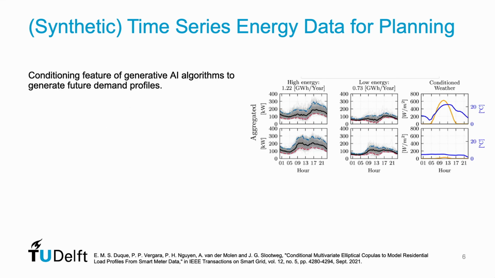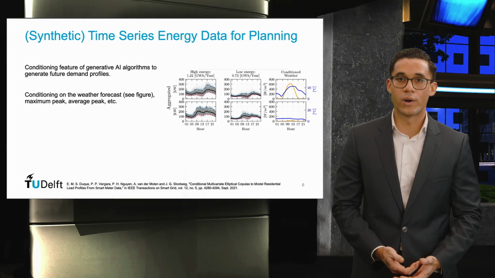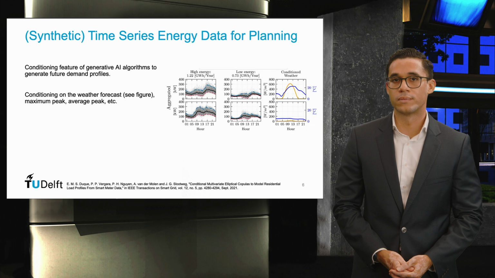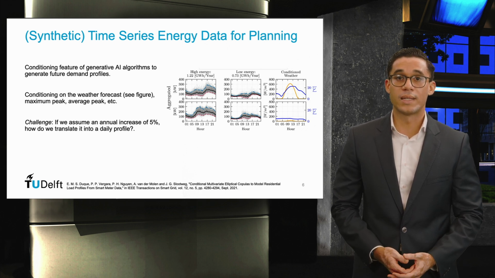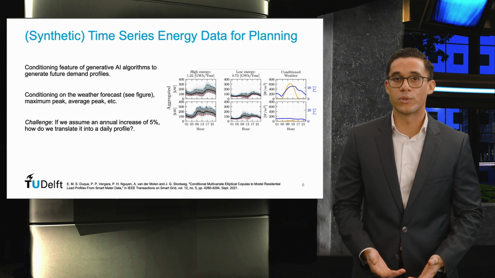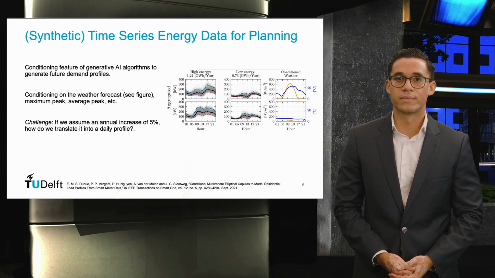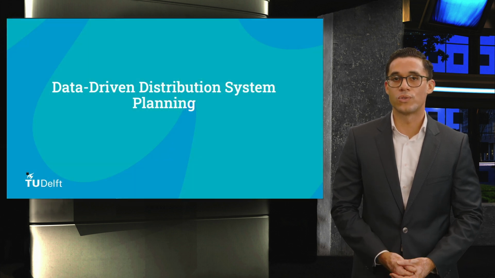One of the powerful features of generative AI models is their ability to use conditioning. This allows us to generate future demand profiles based on specific inputs, such as weather forecasts, maximum peak demand, or average energy consumption. However, a key challenge arises. How do we translate an annual increase, such as a 5% growth in energy demand, into a daily profile? Let's see how we can use conditioning in the context of distribution system planning.